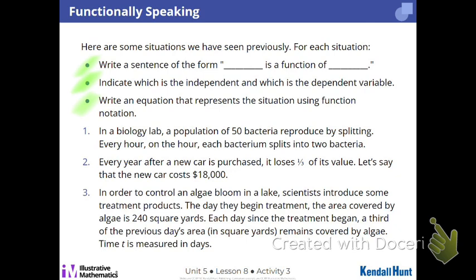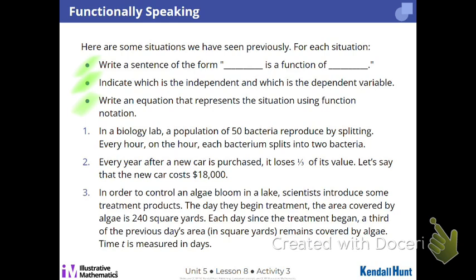So I don't have a ton of room to write. So for the first 2 bullets for each, we're just going to talk about them, and then we will write the equation under each on the board. So for number 1, we've got these bacteria. Who can give me the sentence form of the function? Evan.